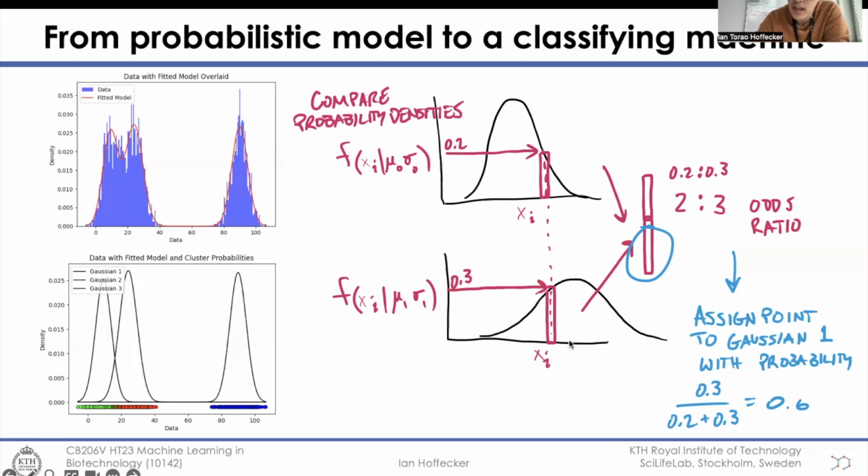But we can say how certain we are about that. We have the ratio here, 0.2 to 0.3. What we can do is compute 0.3 divided by the sum of these values, 0.2 plus 0.3, so normalizing based on the sum of these values. We get a probability of 0.6. So we call it the second Gaussian here, but we're only 60% sure about that.